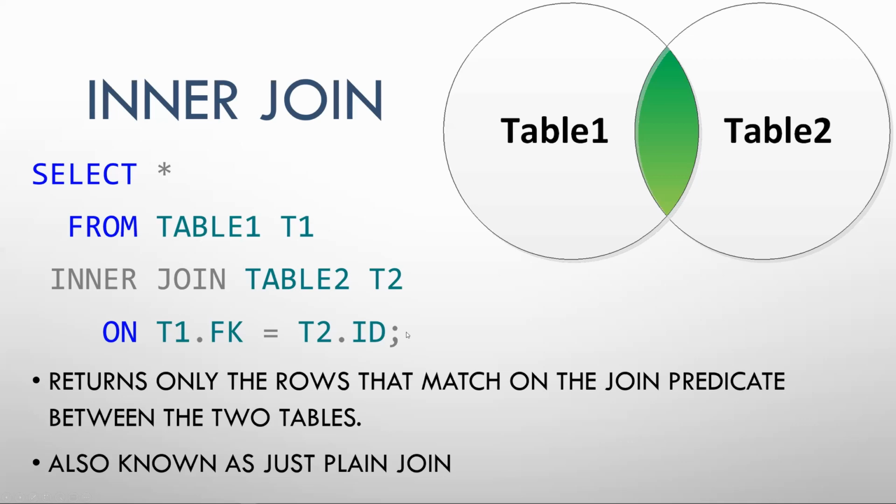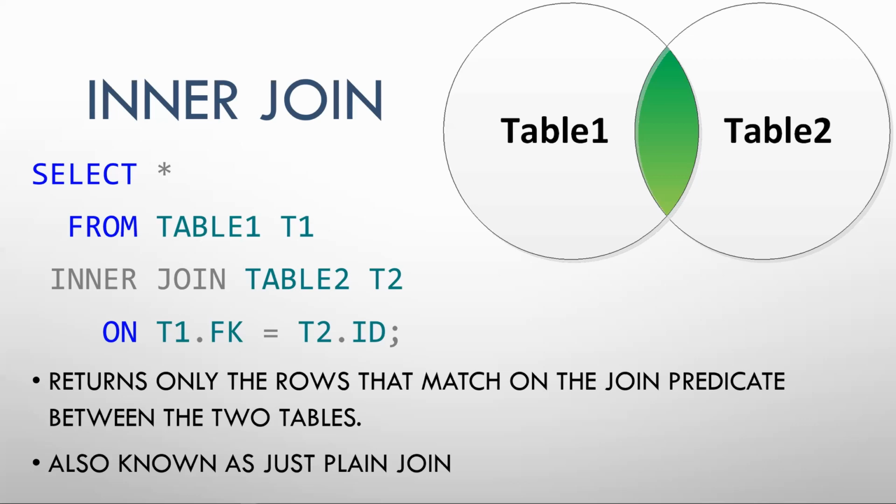And then what this does is it returns only the rows that match on the join predicate. The join predicate is what people sometimes call the on clause. And this is specifying an inner join. It's also known as just a plain join. If you use the words inner join or just the word join, it means the same thing. It's matching on those, and it's only showing you the things that are an exact match.